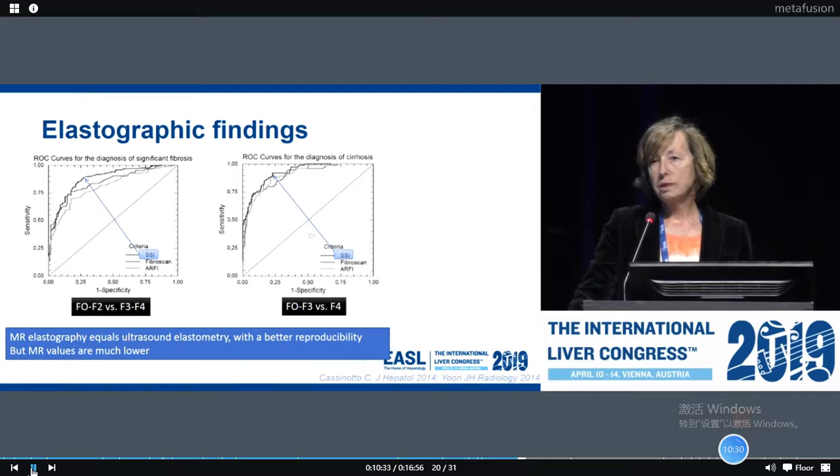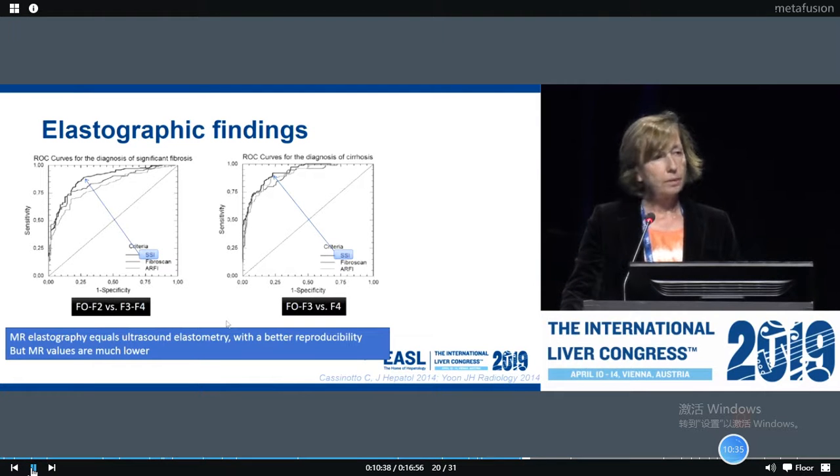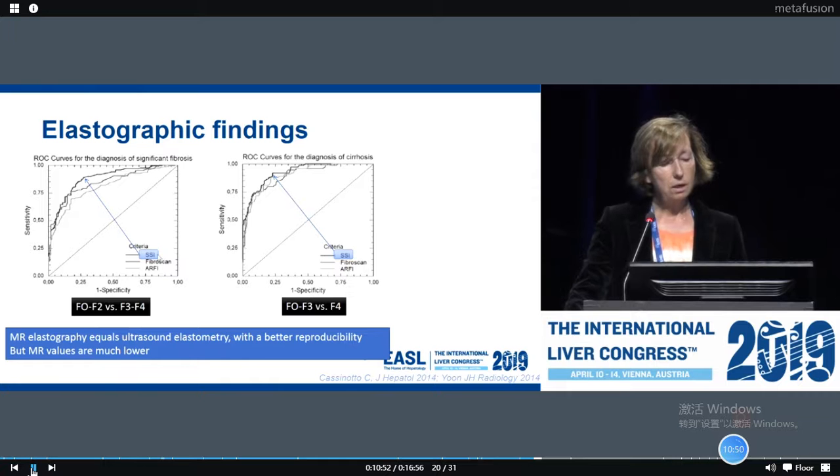How do these techniques compare with the transient elastography? Indeed, there have been several studies. I'd like just to highlight the one published by Christophe Cassinotto in 2014, comparing FibroScan with the shear wave elastography with the SSI and RFI. And as you can see, with the SSI, they obtained the highest area under ROC curve, not only for the diagnosis of cirrhosis versus non-cirrhosis, but also for the diagnosis of significant fibrosis.